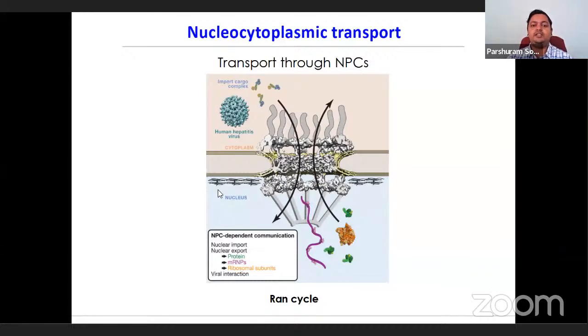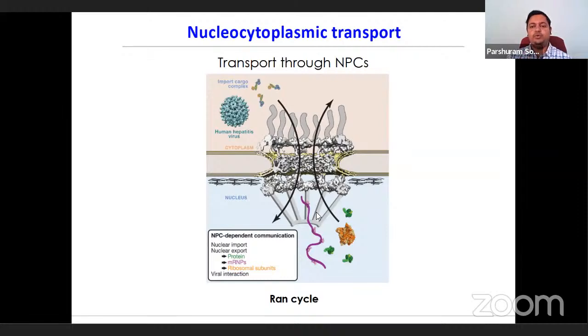Apart from that, there are several processes happening in the nucleus which need to be facilitated through the NPC. For example, ribosomal proteins, although they are synthesized in the cytoplasm, need to get assembled as a ribosome inside the nucleus. And those assembled ribosome particles, which are larger in size, also need to be exported to the cytoplasm through nuclear pore complexes. And this is one of the gated mechanisms.